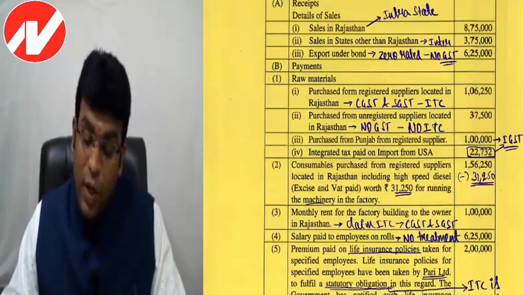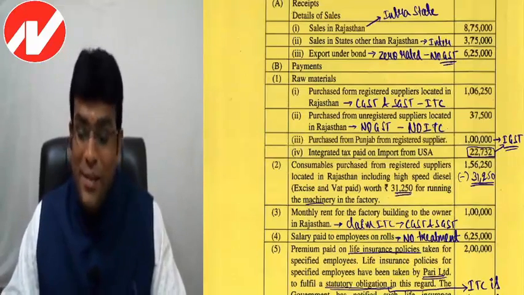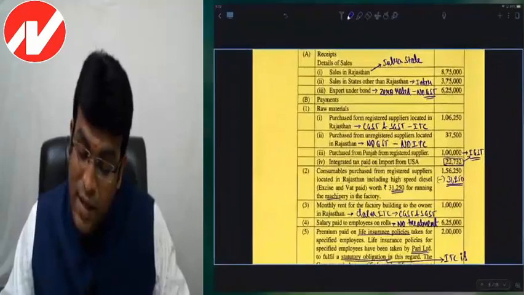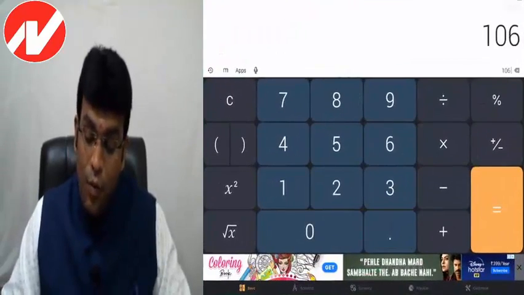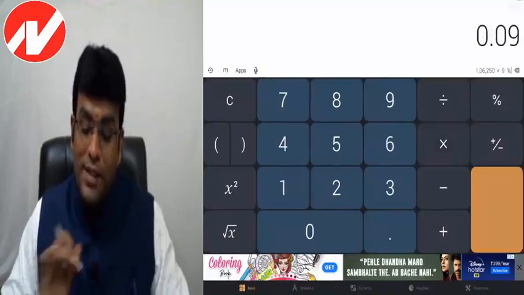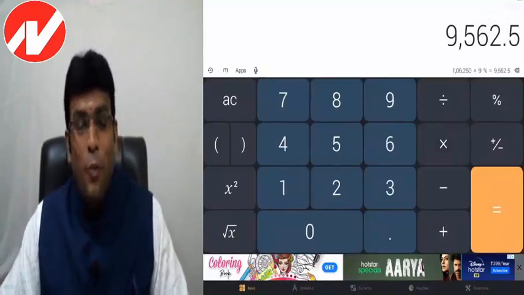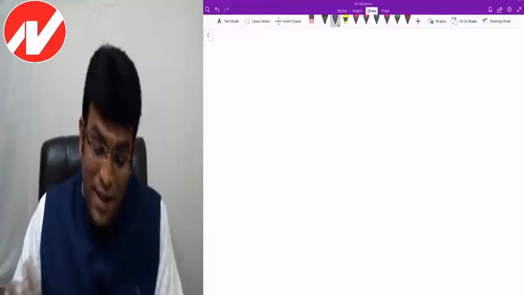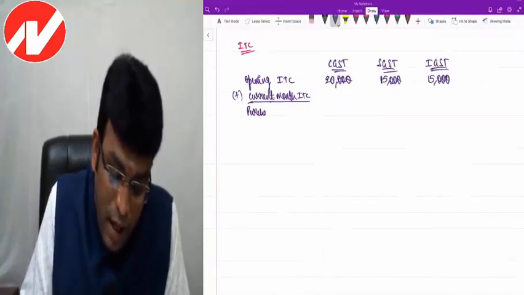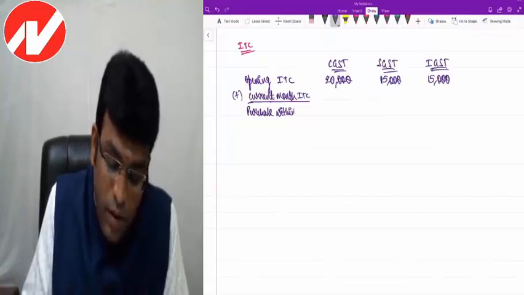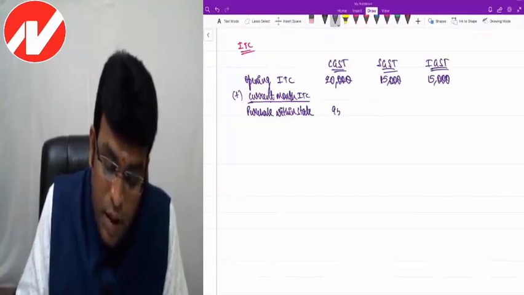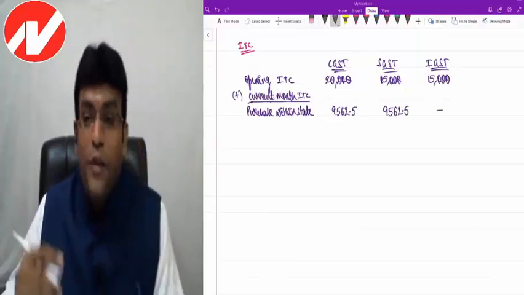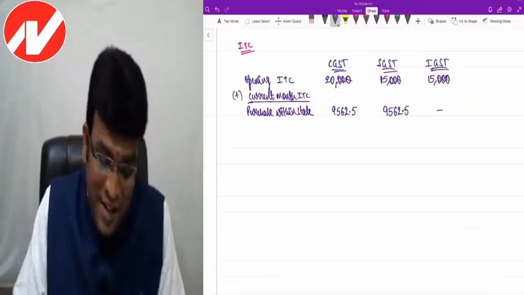Purchase from registered supplier located in Rajasthan, 1,06,000. So on 1,06,000, we will calculate 1 lakh, how much is it? 1,06,250. Yes. 1,06,250 into 9% is coming to 9562.5. Purchases within the state. Current month ITC, purchase within state: 9562.5. This is also 9562.5. I will just put a dash.